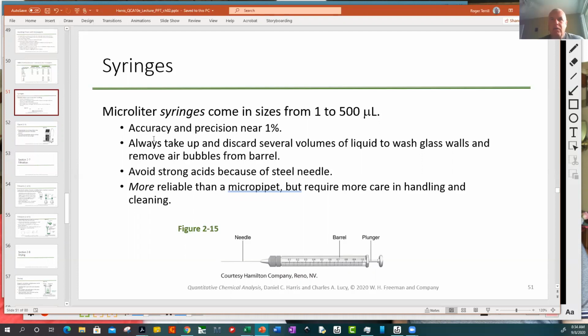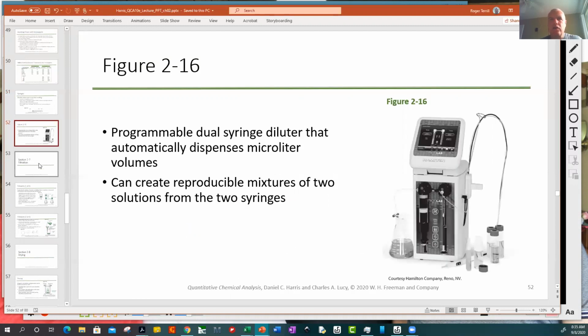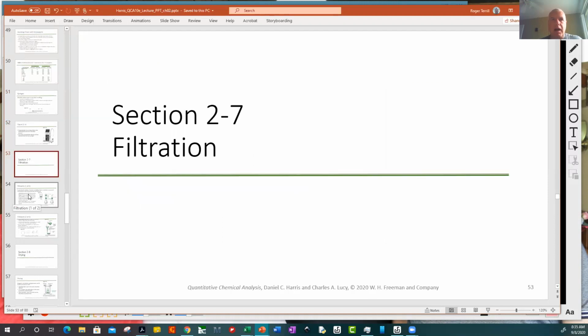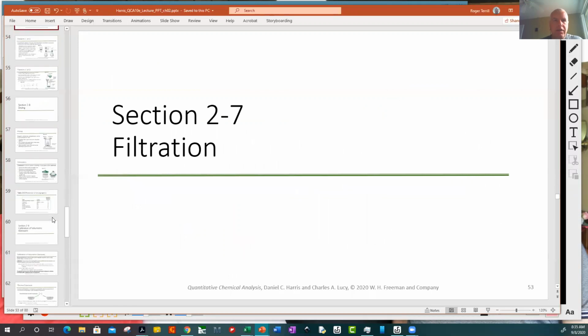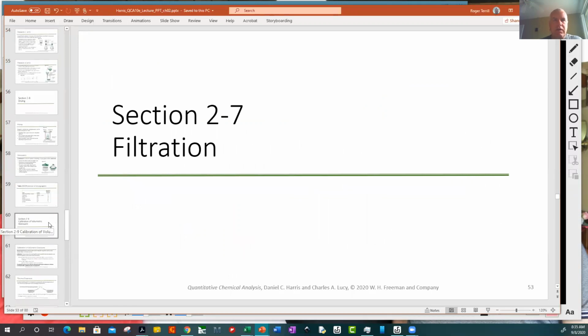You've got to be careful because you can't use strong acids because they're steel, and strong acids will dissolve steel, right? Like stainless steel and stuff. And you've got to clean them, right? But otherwise, they're kind of fun to use. Good for small levels, right? And there's other toys, and so on. Filtration. I think you guys are going to do this in lab, so I'll leave that to Dr.